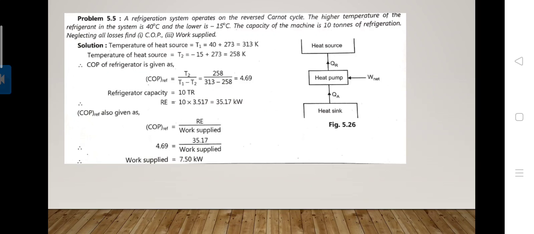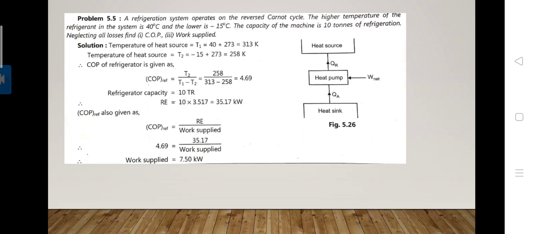In the figure we see there is a heat source, heat pump and heat sink. Heat is absorbed at QA and heat is rejected to the heat source, that is QR. W net, that is work done, is carried out. First we write down the given data from the problem statement: temperature of the heat source T1 is 40 degree centigrade, and at the sink, the lower temperature T2 is minus 15 degree centigrade.